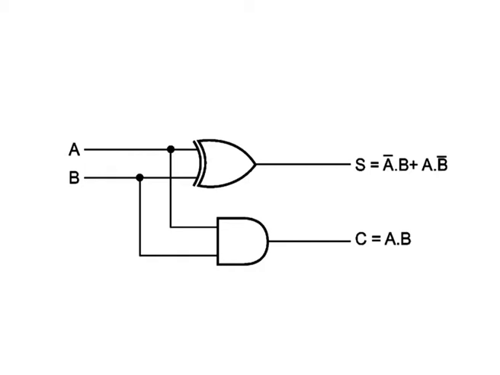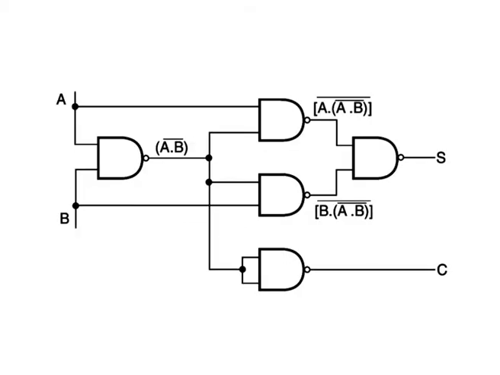Although the simplest way to hardware implement a half adder would be to use a 2 input XOR gate for the sum output and a 2 input AND gate for the carry output as shown here, it could also be implemented by using an appropriate arrangement of either NAND or NOR gates.